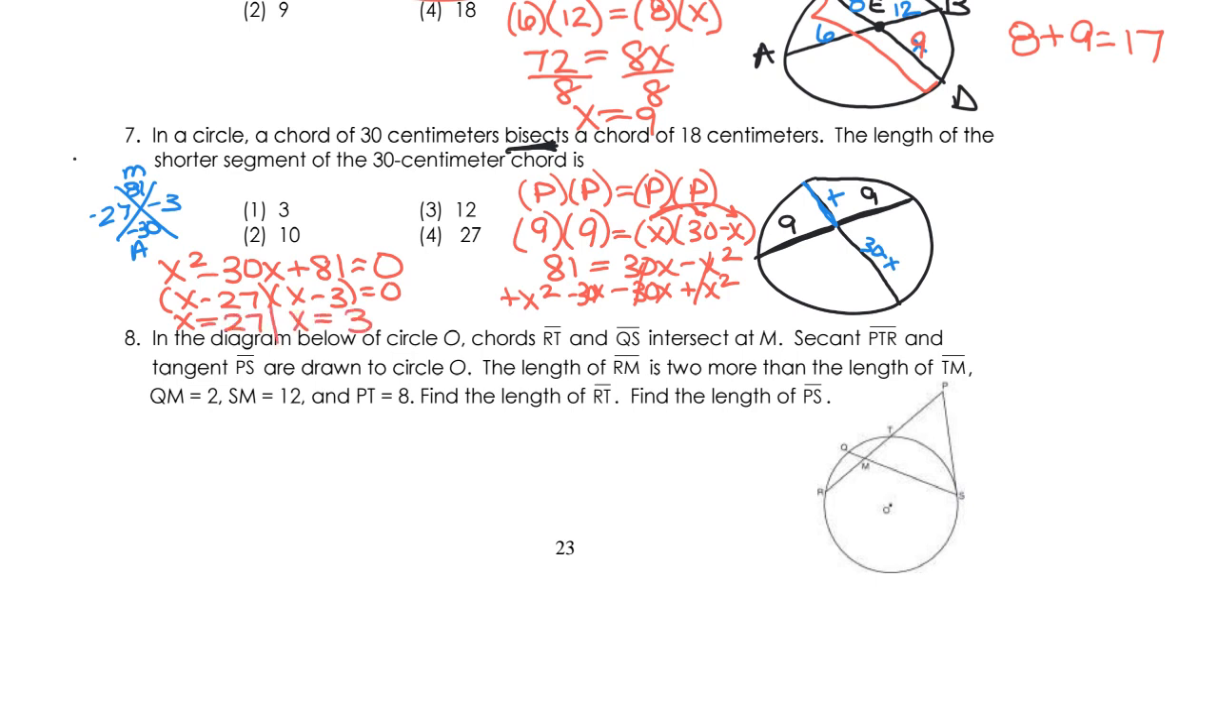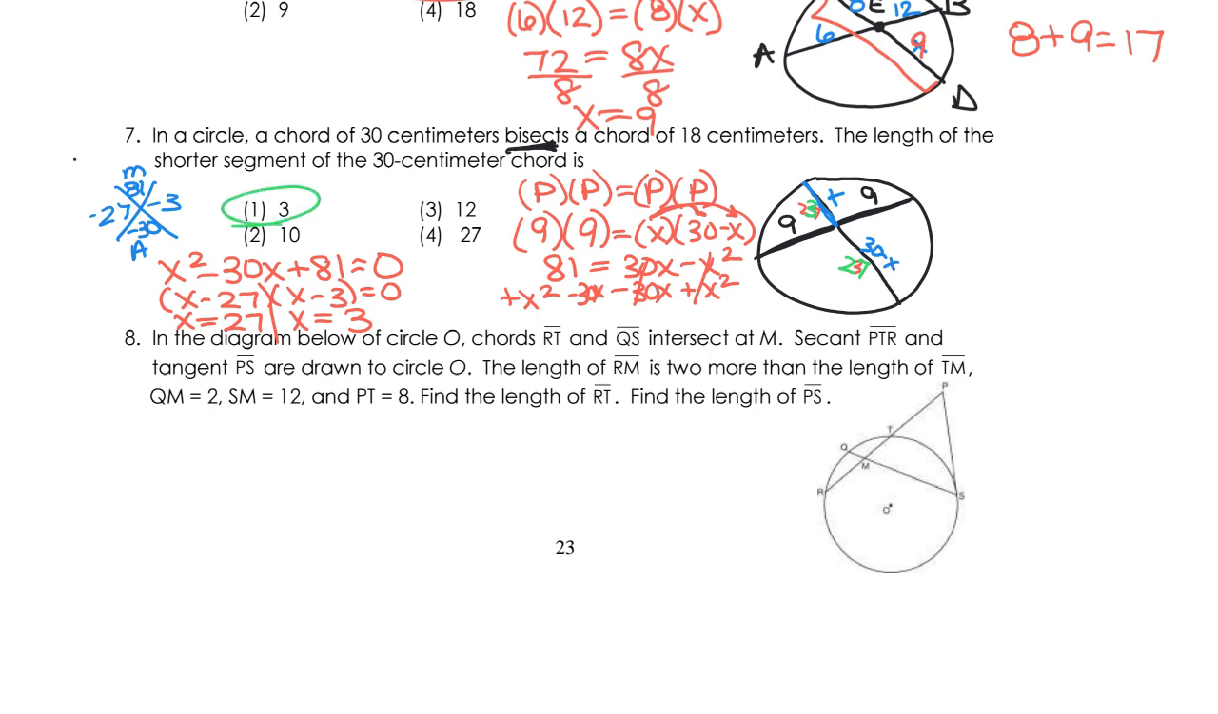And now we have to go back up and answer the question. It says that the length of the shorter segment of the 30 centimeter chord is what? So if this here is 27, then 30 minus 27 would be 3. Okay. So the length of the shorter segment of the 30 centimeter chord, the shorter one, would be 3. Okay. Now, if you used your answer of 3, okay, and this was 3, and 30 minus 3 is 27, you still end up with the shorter segment being 3.